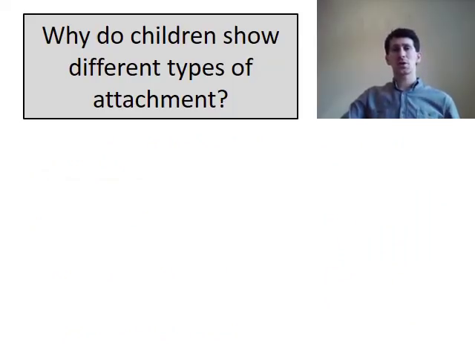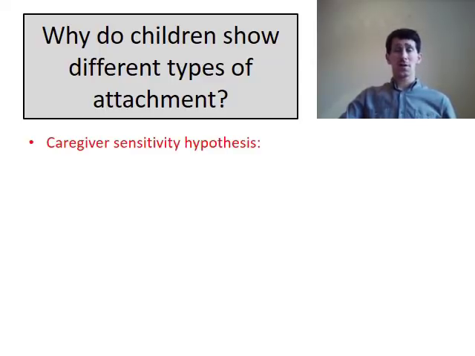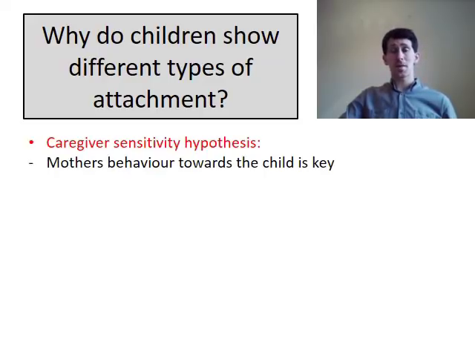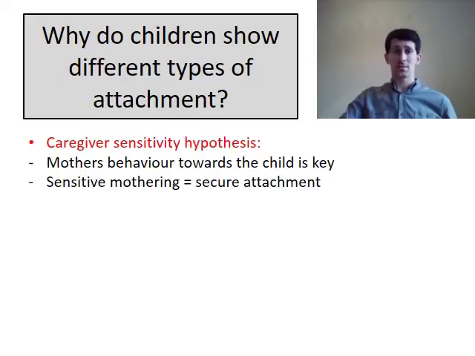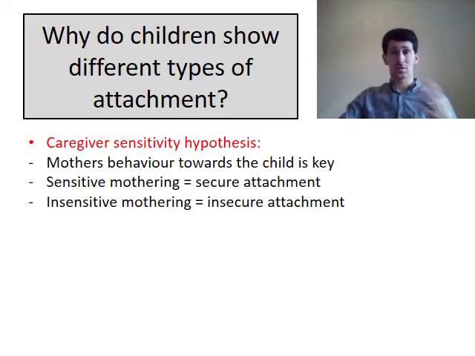I suppose then the next question is, why do children show different types of attachment? Well, there's a few different theories behind this. The first one is the caregiver sensitivity hypothesis, and that the mother's behaviour towards the child is key. So if you have a sensitive mother, you'll have a secure attachment. If you've got an insensitive mother, you develop an insecure attachment.